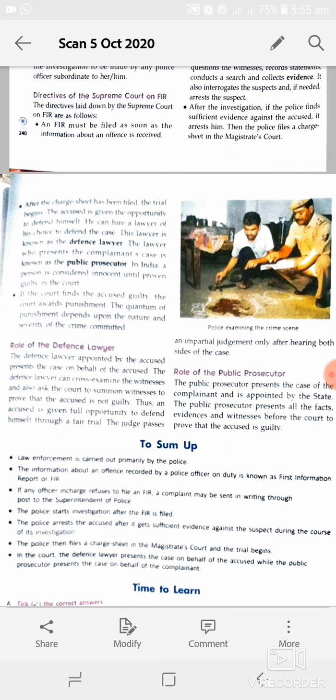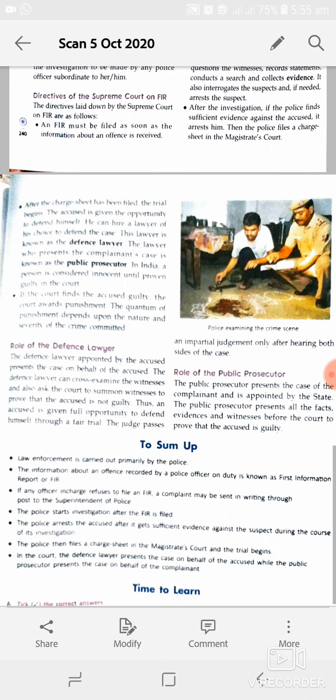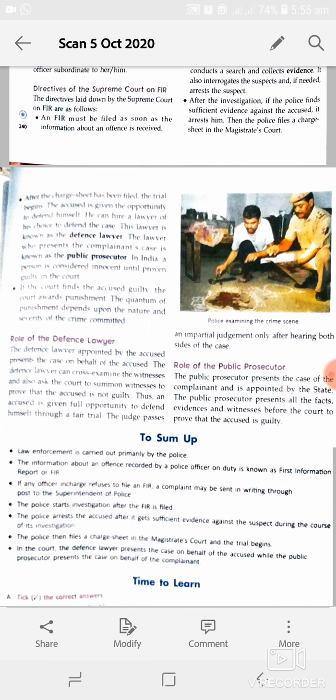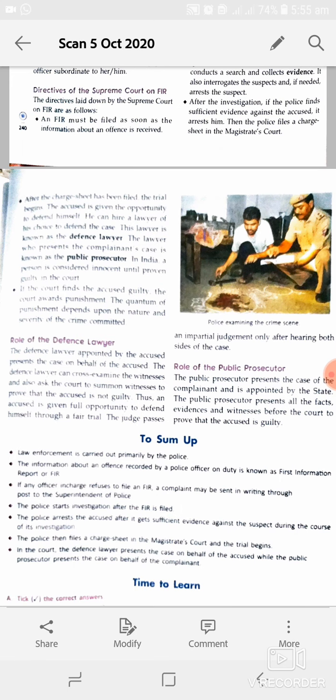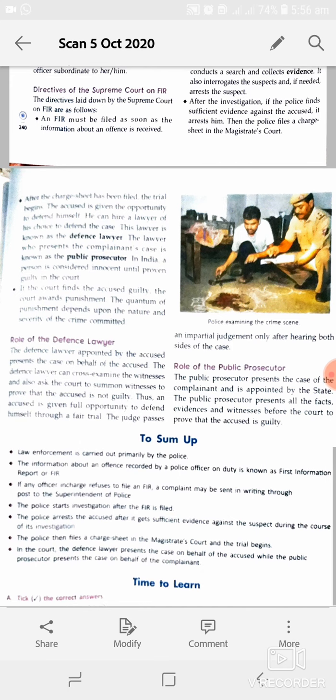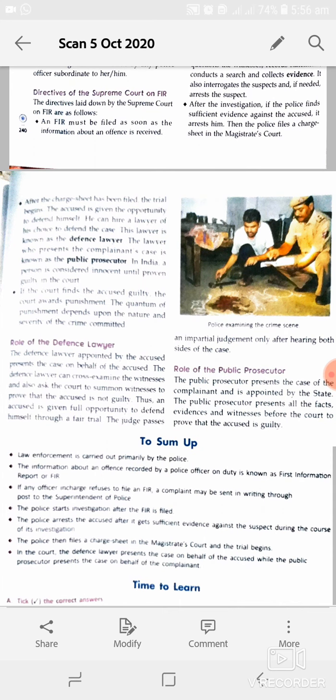In India, a person is considered innocent until proven guilty in a court. We can call a person guilty only when it is proven in court that the person is guilty, and not before. So if the court finds the accused guilty, the court awards the punishment. The quantum of the punishment depends upon the nature of the crime committed, right? So the court awards the punishment on the basis of the crime.